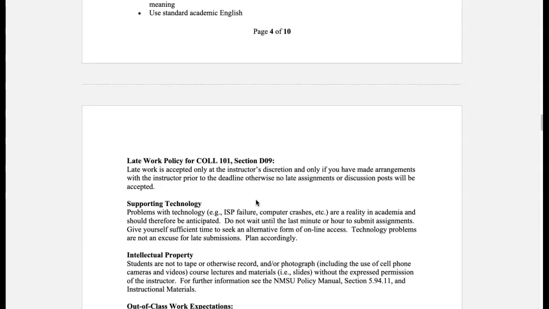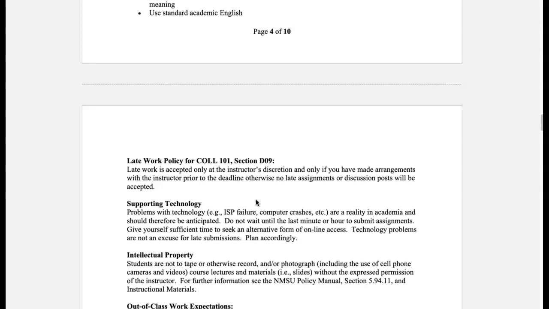But really what I want to emphasize is if you are going through something that is preventing you from submitting work on time, please talk to me as soon as possible. Don't let it get to the point where you miss like 10 assignments, because I've had that happen before where students tell me at the end of the semester, I missed 10 assignments, can I make them all up? And it's like, well, the semester ends tomorrow, we don't have time.